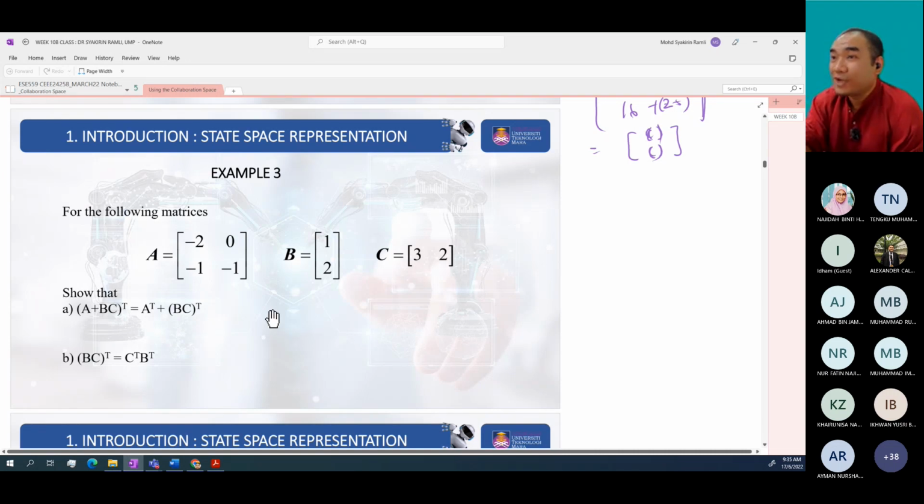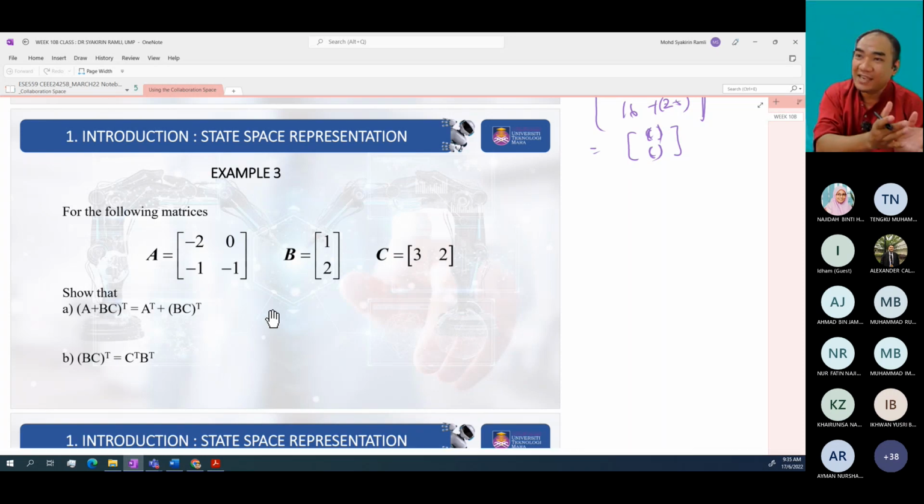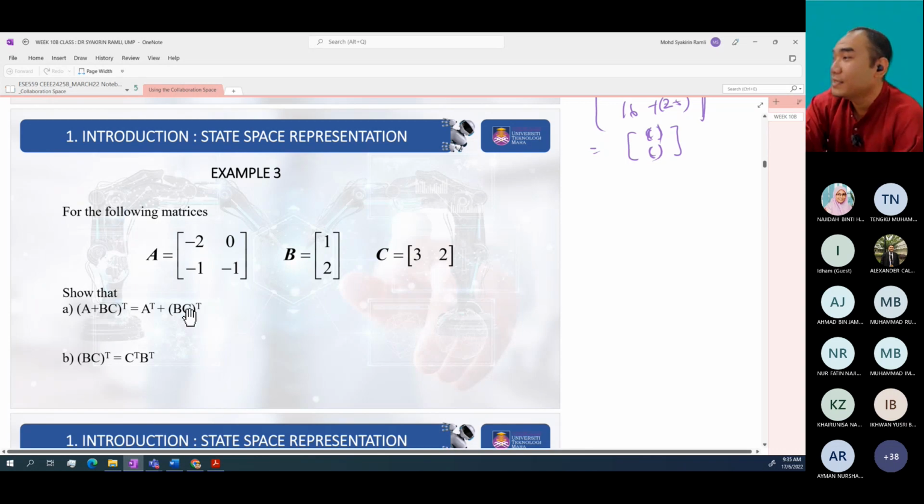Macam itulah kita nak tunjukkan sesuatu perkara sama dengan suatu perkara, kita kena selesaikan cara A, kemudian selesaikan cara B. So kalau cara A sama dengan cara B, dapat sama, maknanya samalah dia punya expression tu. Right, so saya tak nak buat lah sebabnya panjang kan.